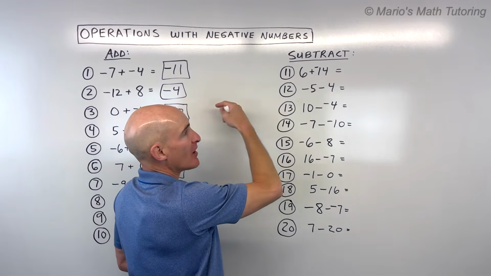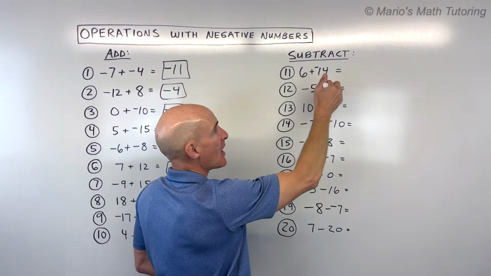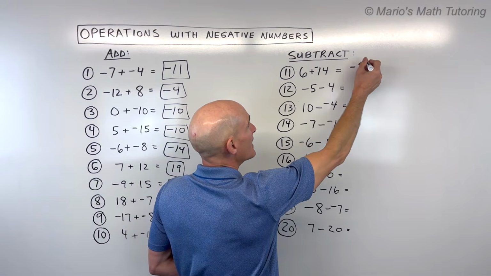Then we're back to what we talked about here. I've got more negatives than positives. How many more? 8 more. So it's a negative 8.